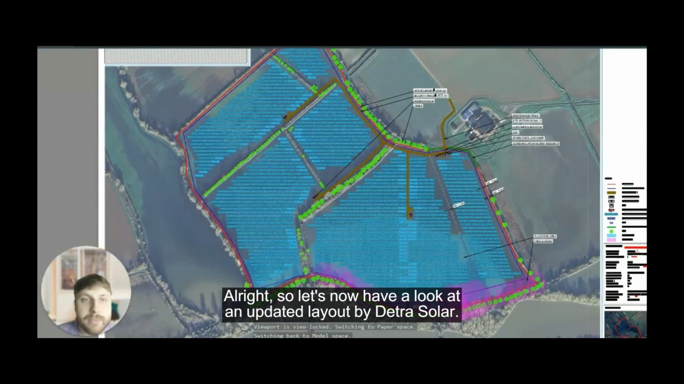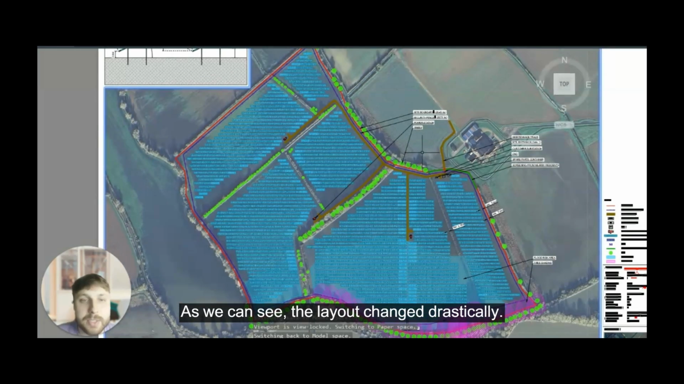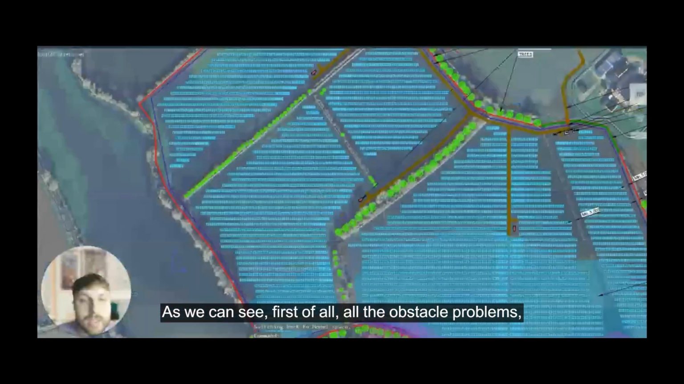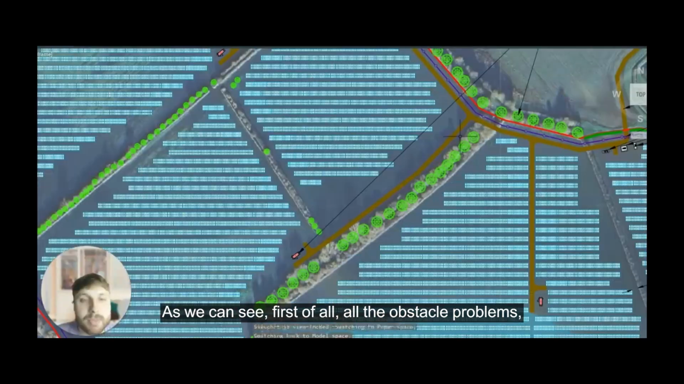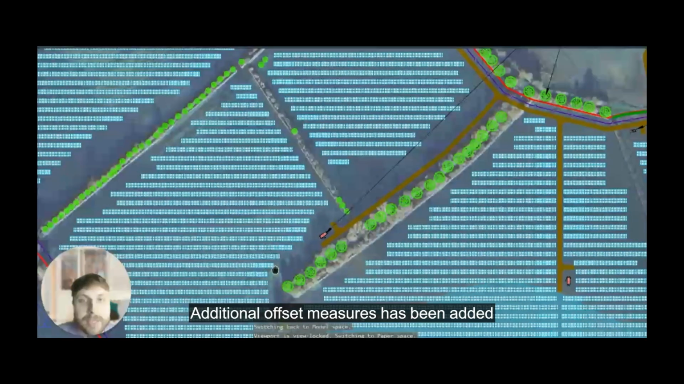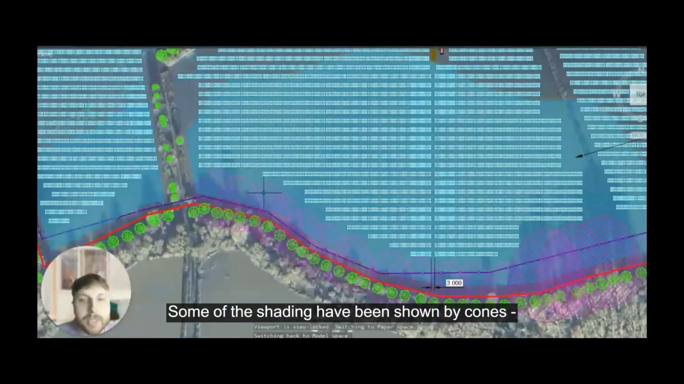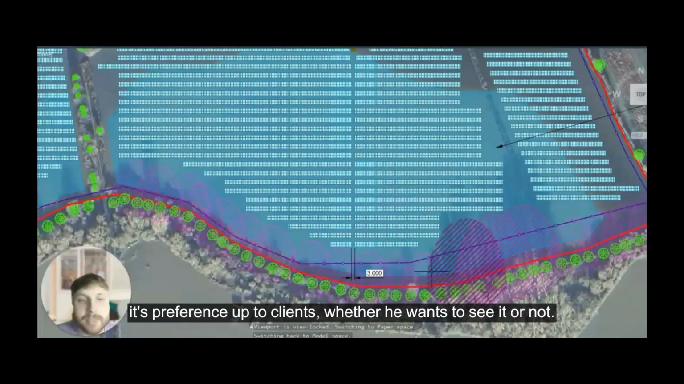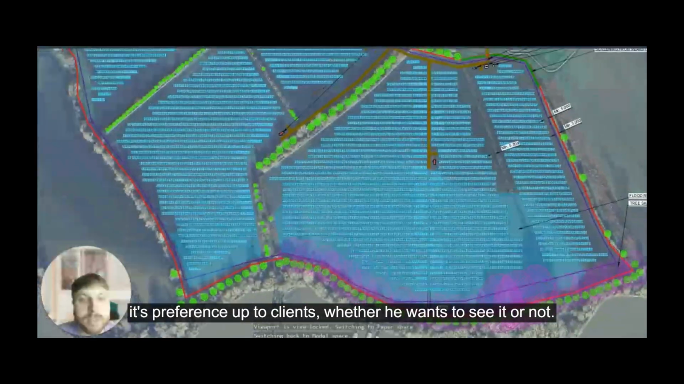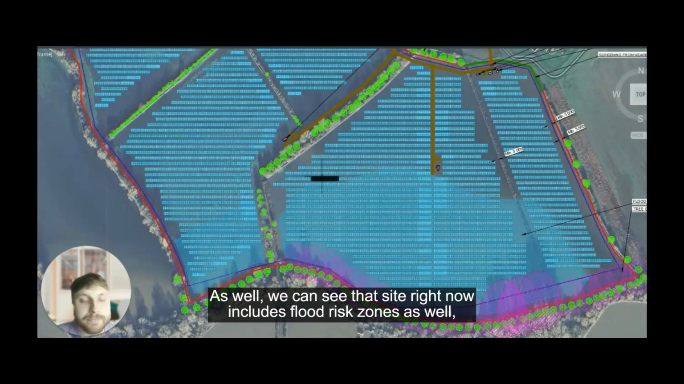Alright, so let's now have a look at the updated layout by Detra Solar. As we can see, the layout changed drastically. First of all, the obstacle problems, for example tree shading, have been taken into consideration. Additional offset measures have been added. Some of the shading has been shown by cones. It's a preference up to the client whether he wants to see it or not. So as an example, one side is with the shading cones, one is without.